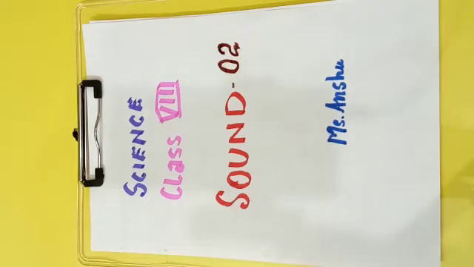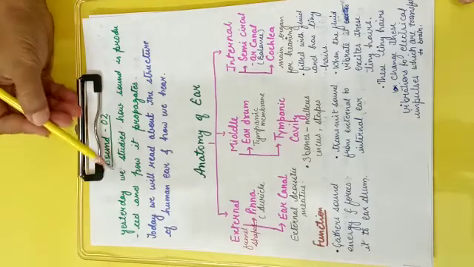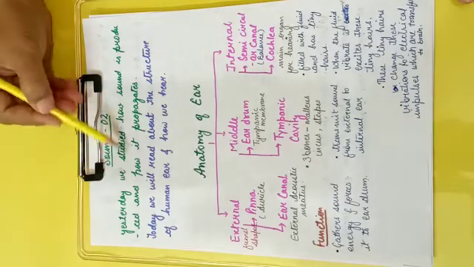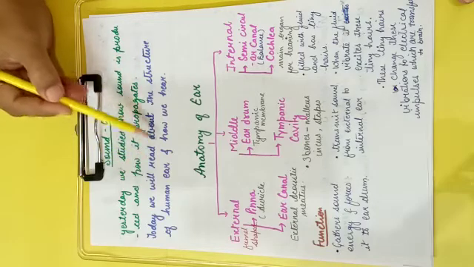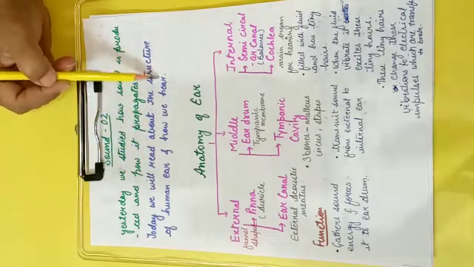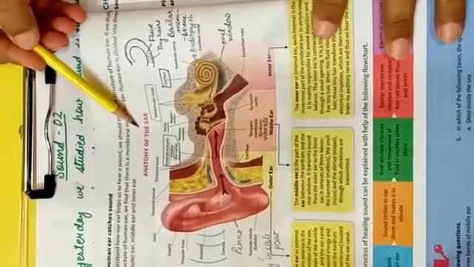Today is our second session on sound. In yesterday's class, we studied how sound is produced and how it is propagated. Today we'll read about the structure of the human ear and how we hear. Let's study the anatomy of the ear first.